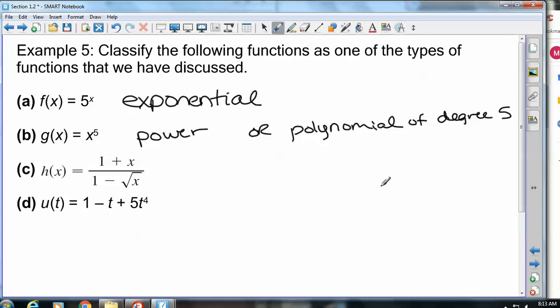C. It's got a fraction, which makes me think rational. But remember, if it's rational, you're dividing 2 polynomials. Is this bottom one a polynomial? So when it's uglier than that, what do we call them? Algebraic. And last one. That is a polynomial. What's the degree of that? 4.